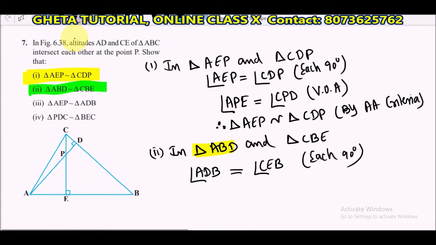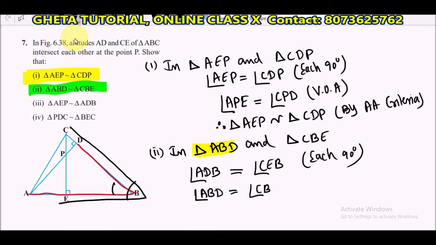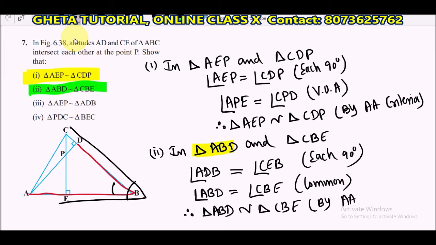If you take the triangle ABD, and the other triangle CBE, what is common? B is common. Angle ABD is equal to angle CBE. B is common here. Therefore, triangle ABD is similar to triangle CBE by AA similarity criteria. So the two triangles we have got here are similar. Similarly, you have to find the third one.